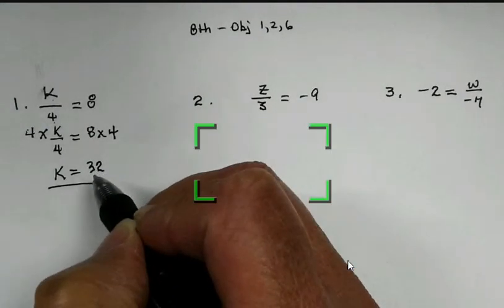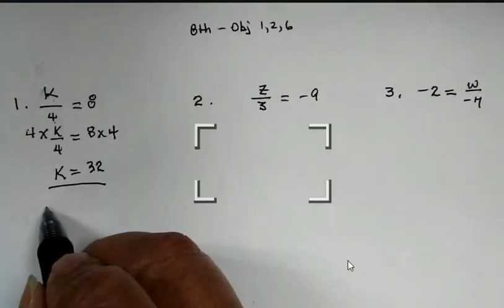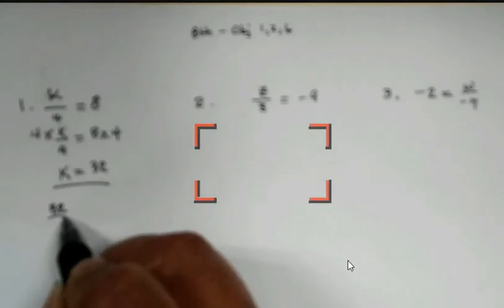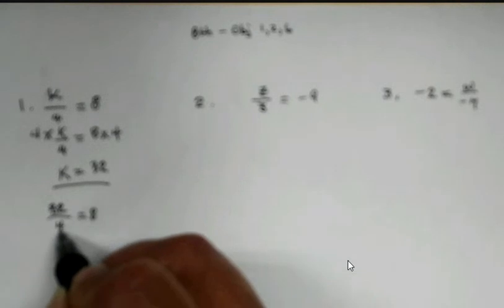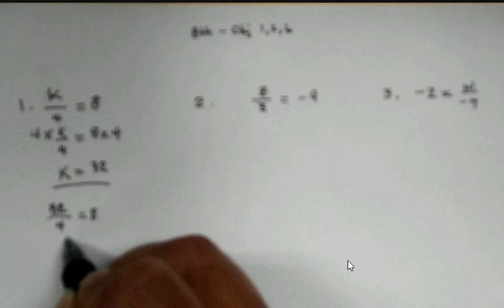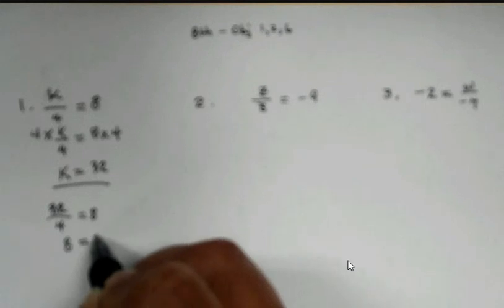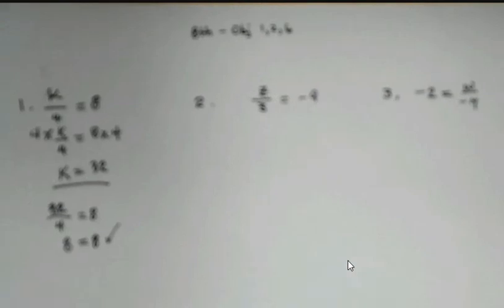Now to check this, we go back and substitute a 32 wherever you see a k. So I have 32 divided by 4 is equal to 8. Can anybody tell me how many 4's there are in 32? 8. That's correct. 8 is equal to 8. That checks, so we know we have the correct solution.